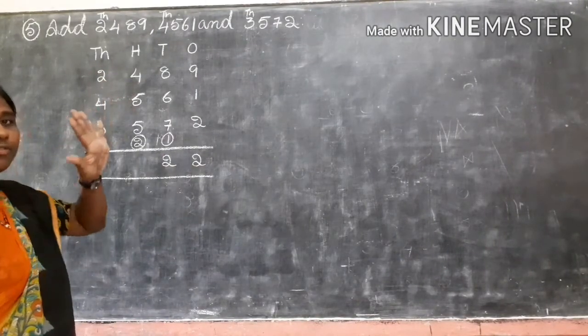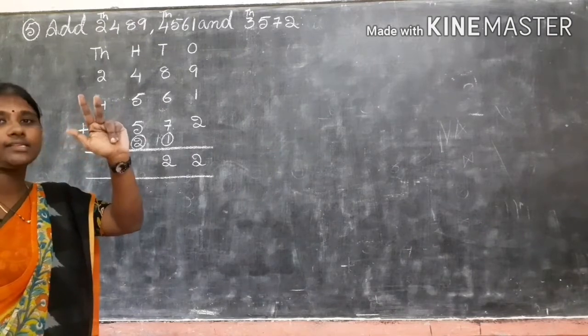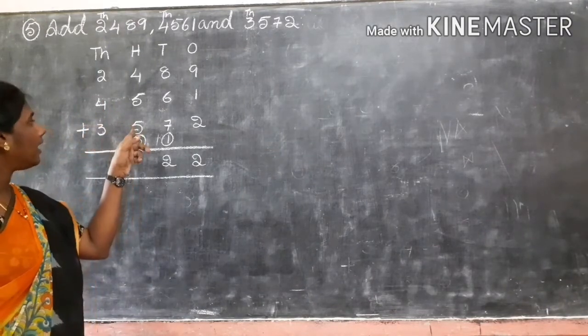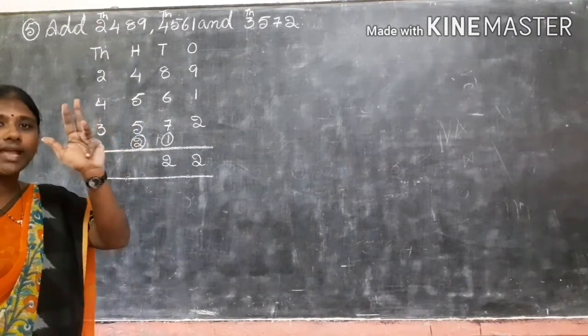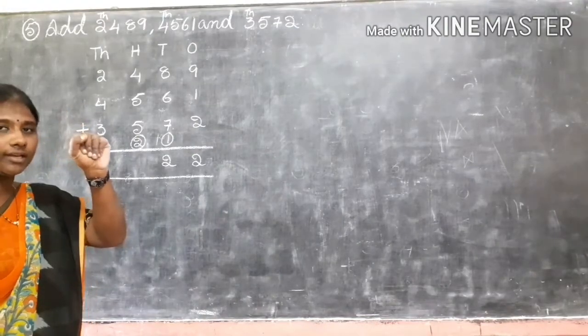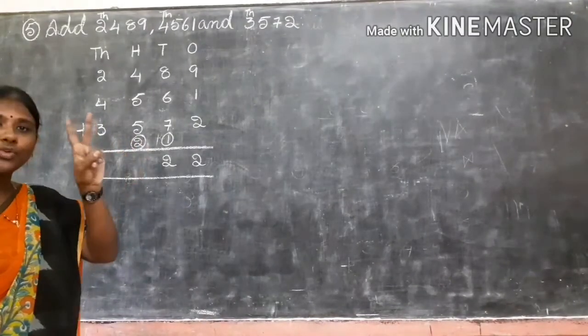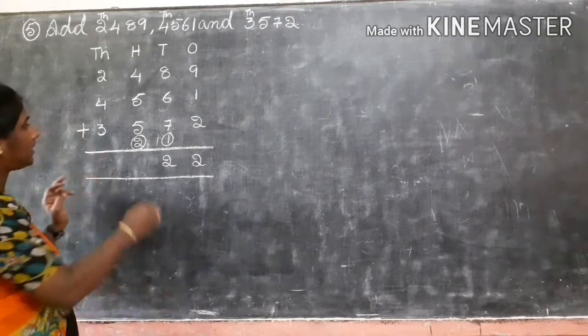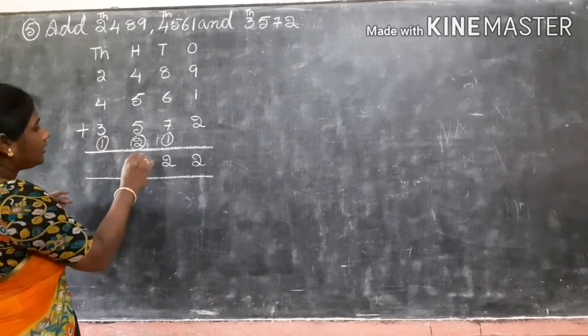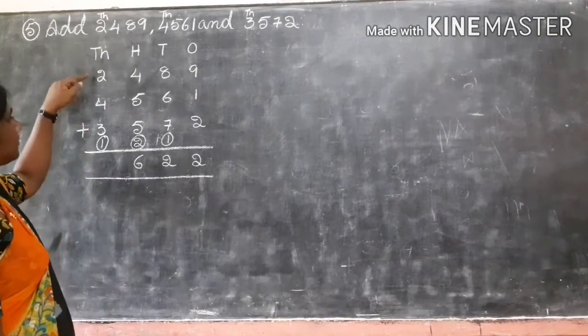Next number 5. Take 5 fingers, 4 after 5, 6, 7, 8, 9. Again take 5 fingers, 9 after 10, 11, 12, 13, 14. 14 after, again take 2 fingers, 15, 16. Here 1, here 6. Next one.